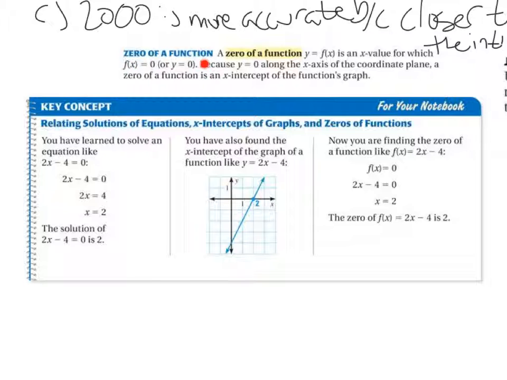All right, zero of a function. A zero of a function y equals f of x is an x value for which f of x equals 0. Because y equals 0 along the x-axis of the coordinate plane, a zero of a function is an x-intercept of the function's graph. So it just means set the function equal to 0. So let's take a look here.